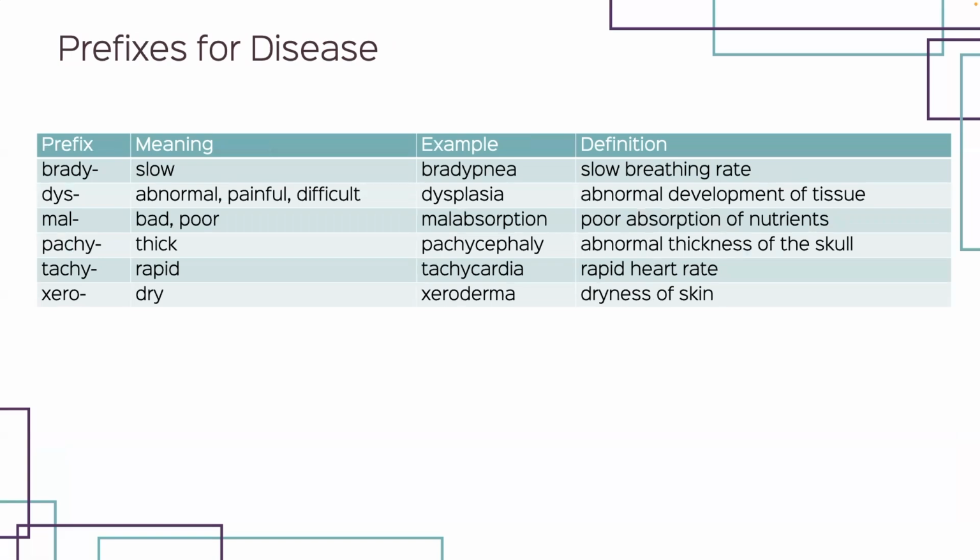Some prefixes that are specific to diseases. So Brady is going to mean slow. So bradyapnea, that's going to be the slow breathing rate. The opposite of that is going to be your tachy. So that means you're rapid. Your tachycardia is going to be a rapid heart rate. Mal is going to mean bad or poor. So if something is malabsorptive or malabsorption, there's going to be a poor absorption of those nutrients.